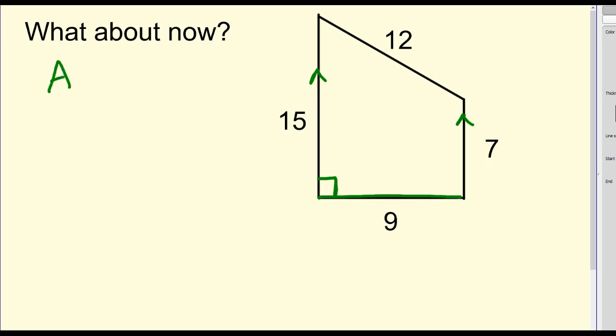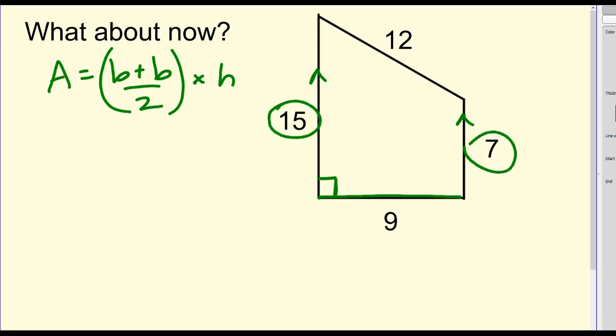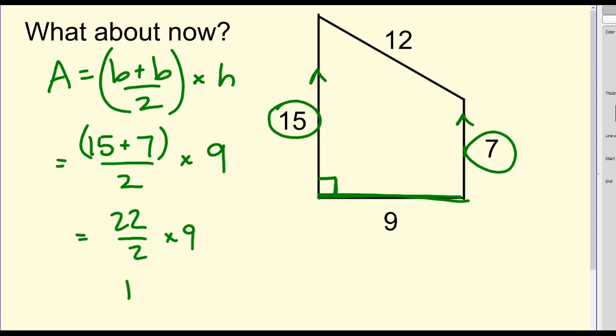So formula, base plus base divided by 2, write this down as your work, times the height. Base 1, here's my two bases, right? 15 and 7 divided by 2 times my height. My perpendicular height is 9, and then work it out. 15 plus 7, I get 22 divided by 2, or 11 times 9. So I get an area of 99, and then whatever my units are, square units. So like square centimeters or square feet.